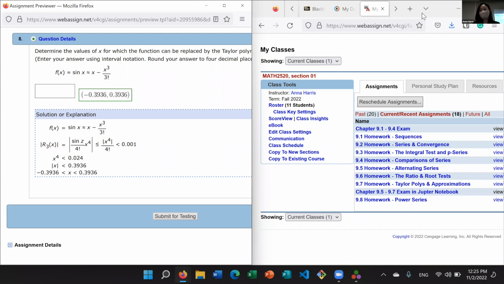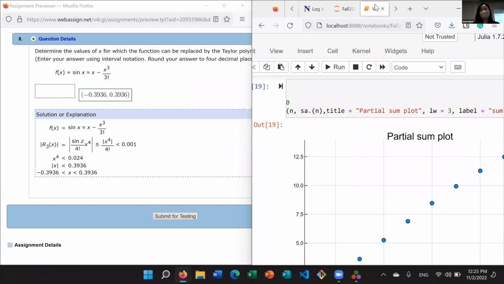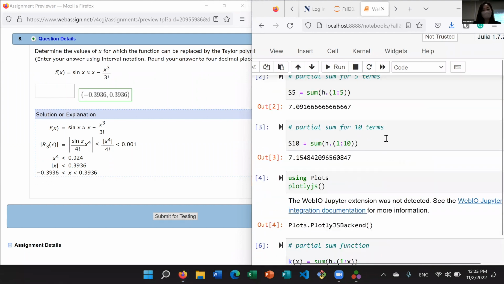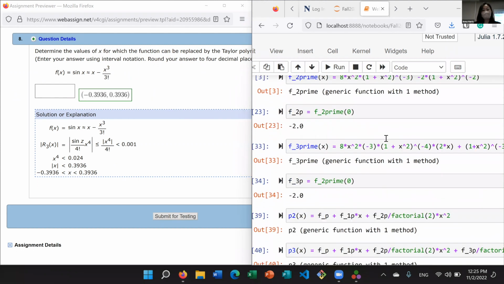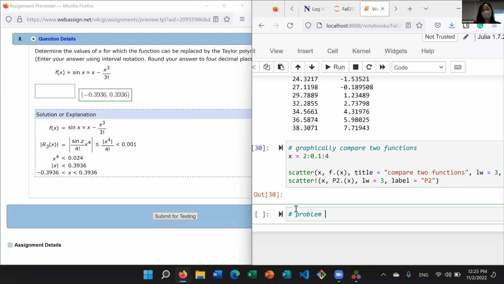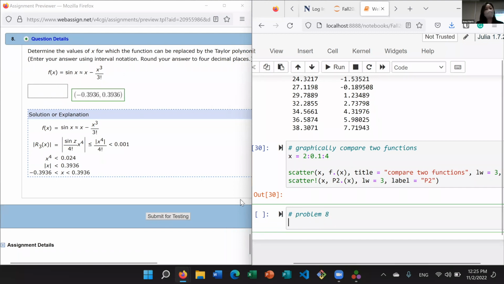Okay, everybody get together so we can do it together. 9.7, number 8. So this is your last problem for this. Okay, so I'll come to 9.8, 9.7. Let me come down to 9.7 right here. So problem 8. So what do I need to do here? Let's see.